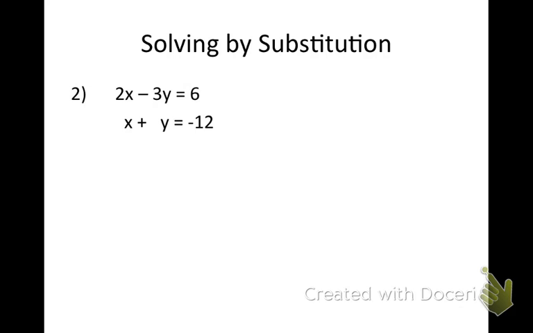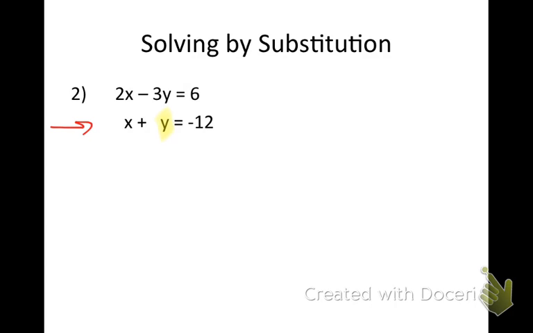So here number 2, it says 2x minus 3y equals 6 and x plus y equals negative 12. Again, in order to do substitution, I need to substitute or solve for a variable and then substitute. So which variable or which equation do you want to work with? Joe Daniels, which one do you want to work with here? Bottom equation, and which variable do you want to solve for? Let's solve for y. Awesome.